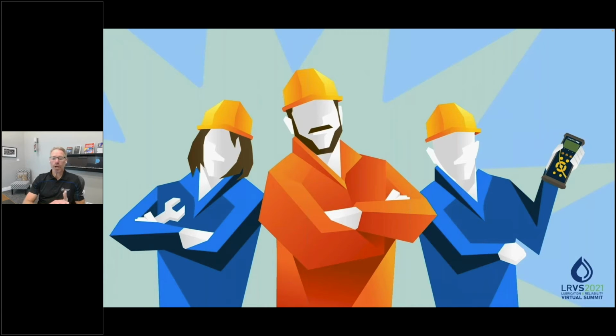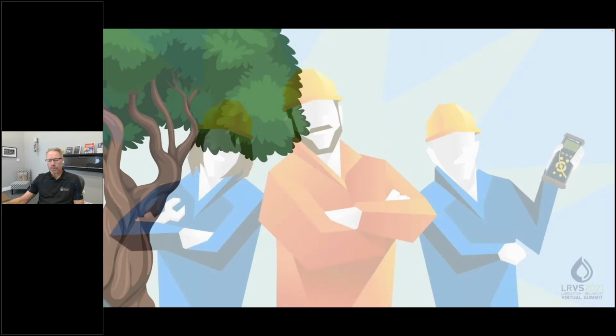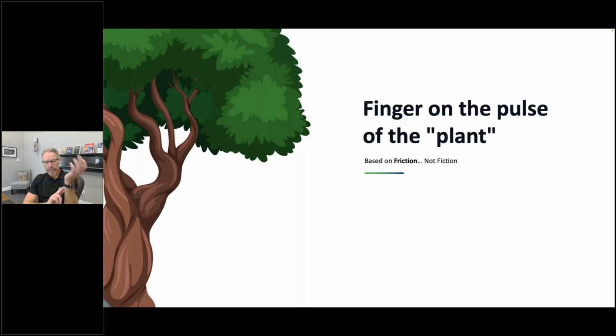But it wasn't their job to fix and repair broken assets. Their job was to maintain assets. And that's kind of the difference between then and today. These were the people who had their finger on the pulse of the plant. They knew when an asset was healthy. And they also had a sixth sense for when trouble might be looming.